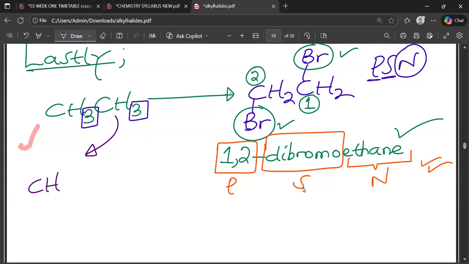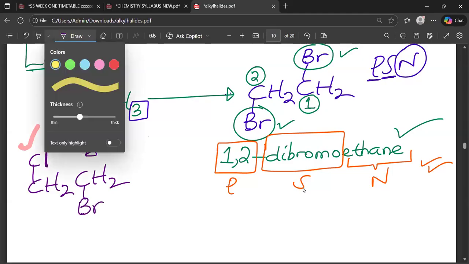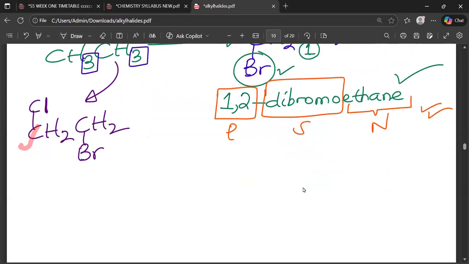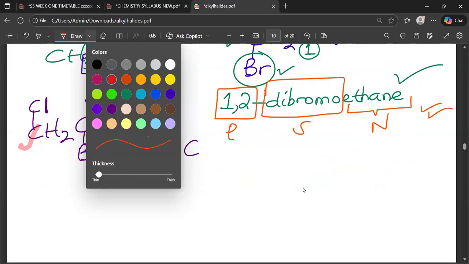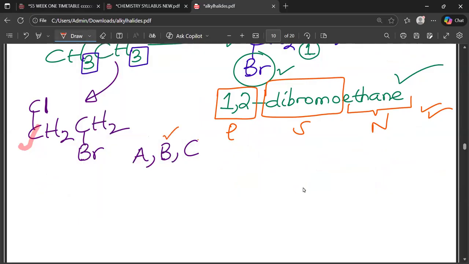Maybe one is replaced by what? Cl, and the other is replaced by Br. For me, I see this as fun. Because this is Cl, another one is Br. So here I just use alphabetical order. A, B, and C. You understand? So that means B must come first before C.